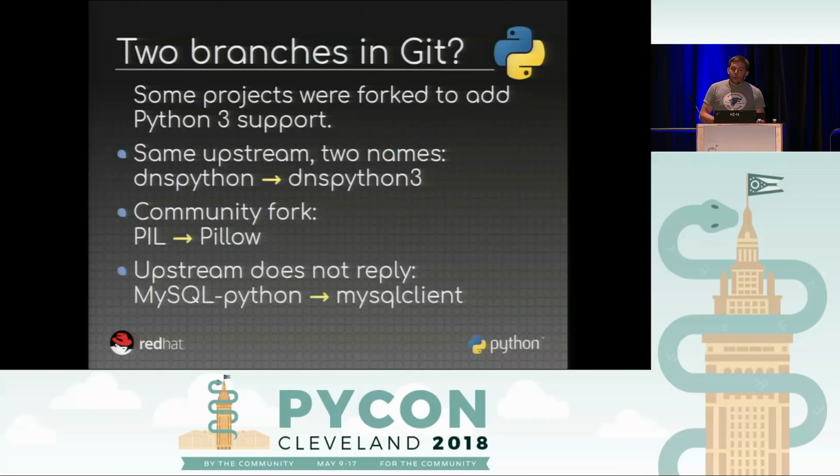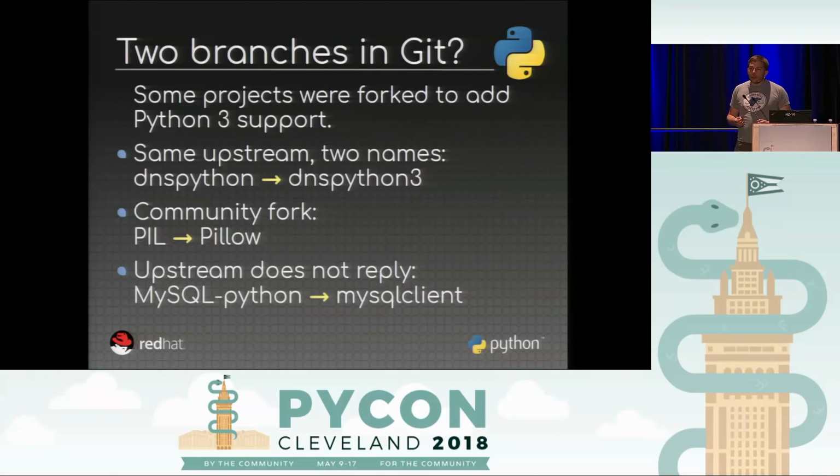And when you would like to port your code to Python 3, you may want to use two different branches in your source control management, like Git. For example, one branch for Python 2, one branch for Python 3. Or maybe another choice is to really split the repository, to fork the repository. And some projects have been forked to add Python 3 support. For example, the DNS Python module has been forked under a new name, DNS Python 3.